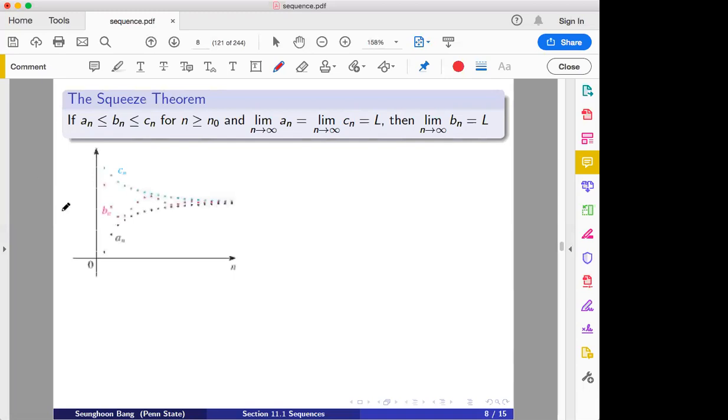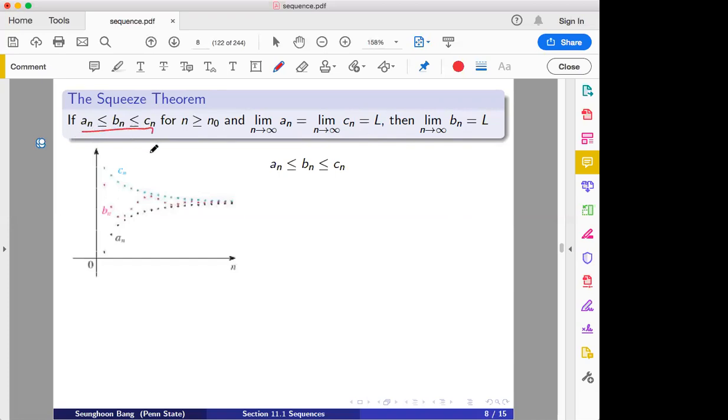The next one. An is smaller, Cn is greater, and Bn is between An and Cn. So An and Cn approach the same number L. What happens to Bn? Bn also approaches L. This is very clear by using a graph. The algebraic method is also possible. So we have this inequality.